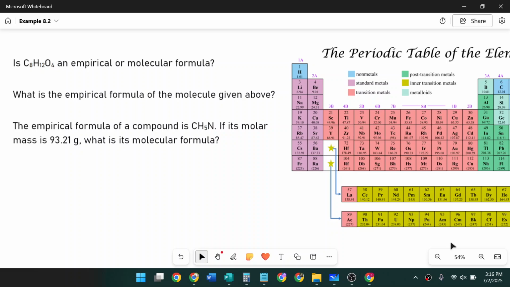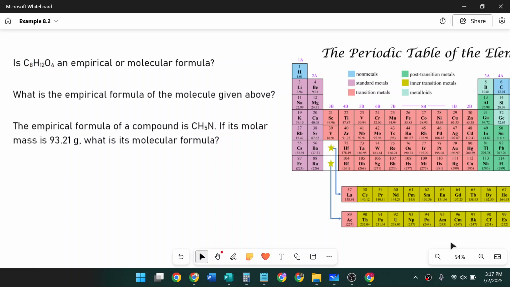This is example 8.2 from Discovering Design with Chemistry, and I'm mostly doing it for the final problem or question because the first two I think you could follow through with the book, but we'll go through them anyways. The first question asks if C8H12O4 is an empirical or molecular formula.